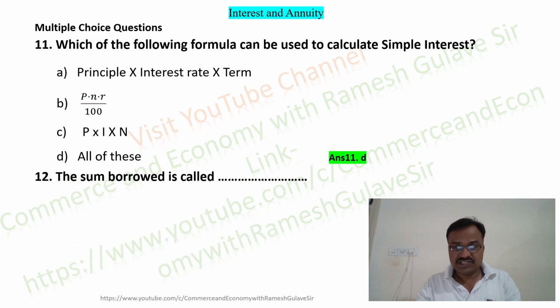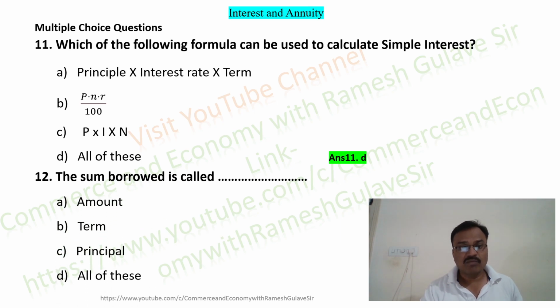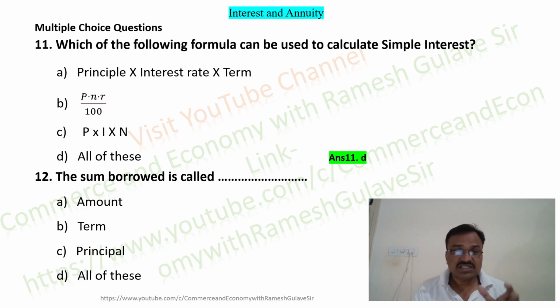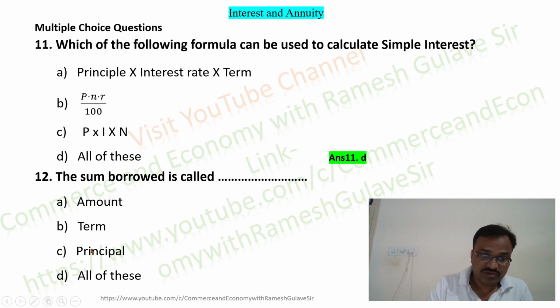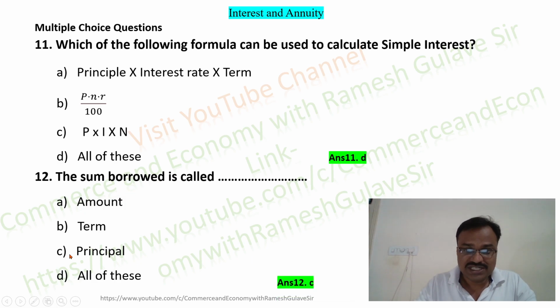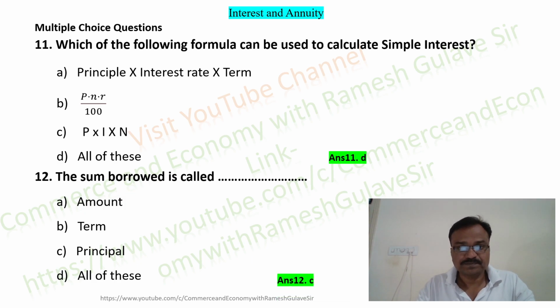Let us move on to the next question, and it says the sum borrowed is called, and the options are amount, term, principal, all of these. See friends, whatever sum is borrowed, it is always called the principal amount, right? In mathematics, or particularly in the topic related to interest, the sum borrowed is called principal. So here option C is the right answer.